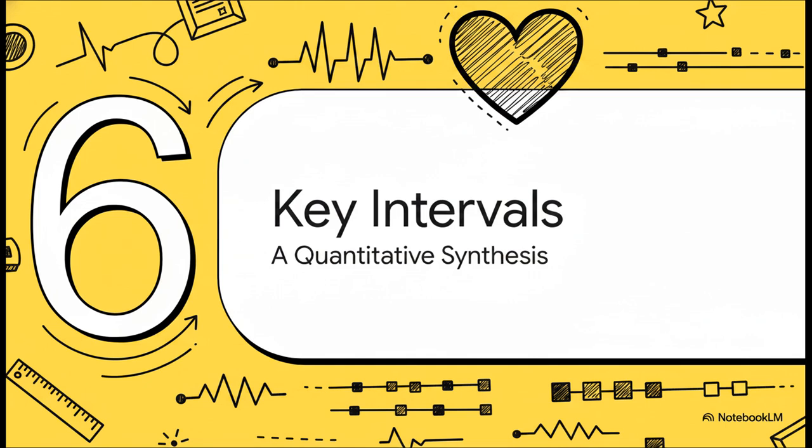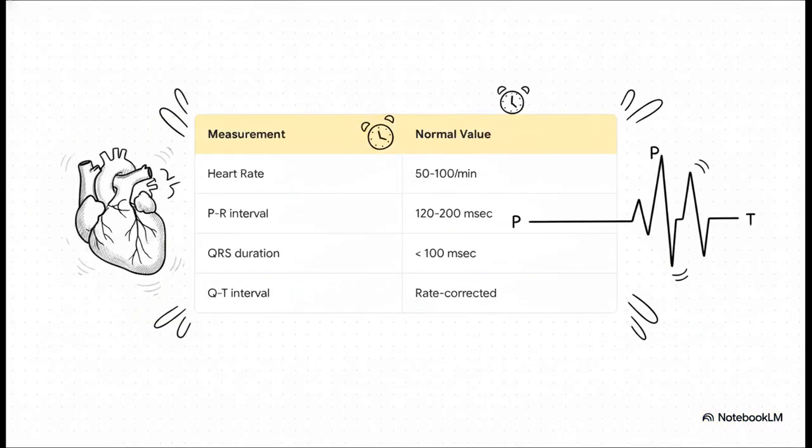Okay, we're at our last section. Here, we're going to wrap things up with a quantitative synthesis of our findings. We'll consolidate all those critical numbers that define a normal ECG and give us a framework for spotting pathology. This is your high-yield summary, the cheat sheet of key parameters. We've got the heart rate, 50 to 100, showing normal sinus node function.